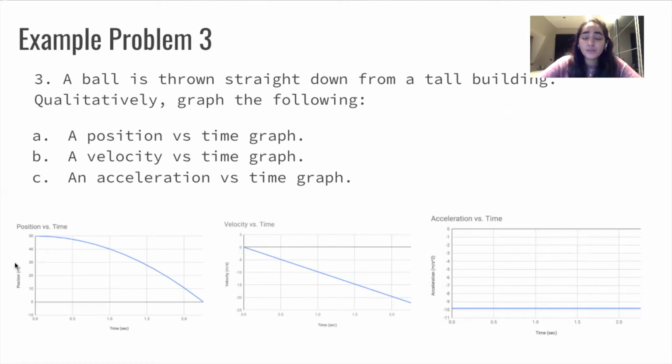For position, which gets a little bit more complicated, we will have this curve because the velocity is continuously changing. So we do know that we start off at a high position. So we start off at 50, for example, which is just an arbitrary number in this situation, and we just decrease slowly according to this graph as its slope.